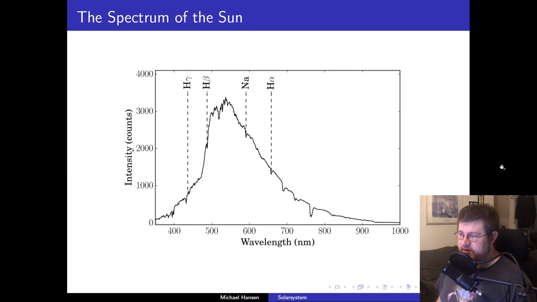So the spectrum of the sun is roughly a black body spectrum. And when I made this spectrum using a spectrometer at the University of Copenhagen, which was one of my last courses, we don't have a calibrated intensity. That would have been very nice, but instead we just have photon counts, but we didn't find any way to calibrate it with known sources. Coffee break.